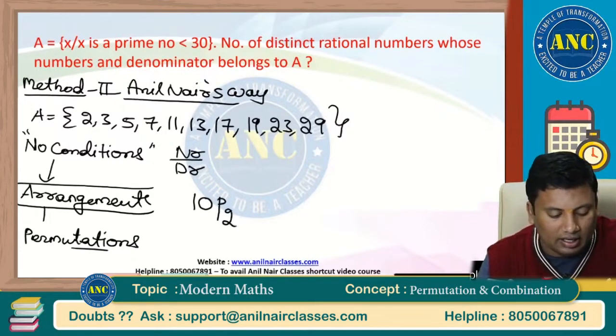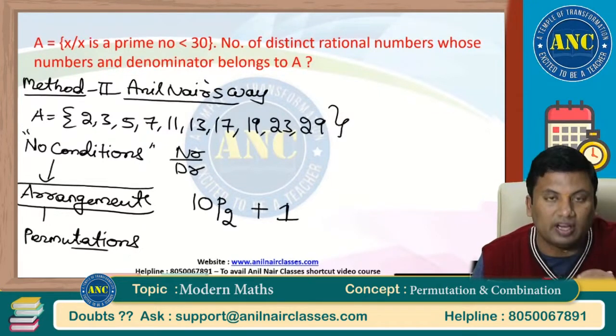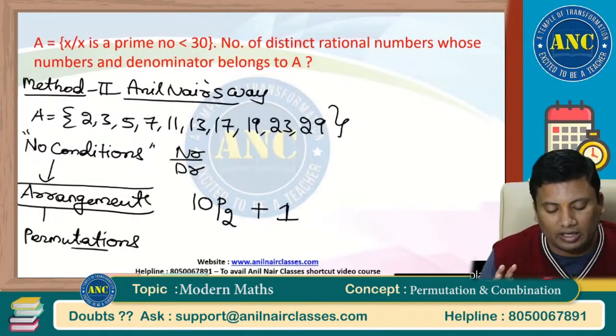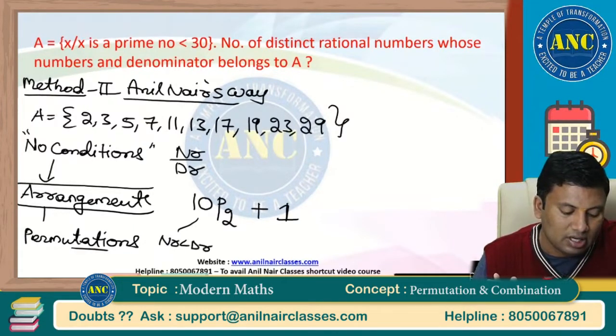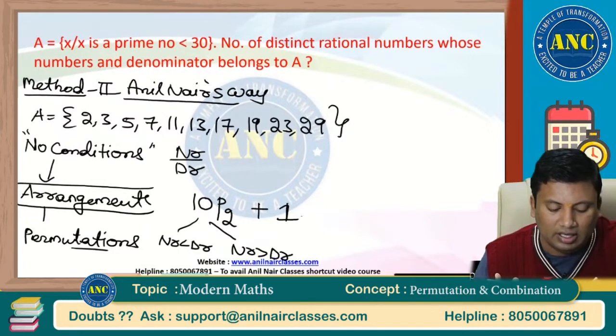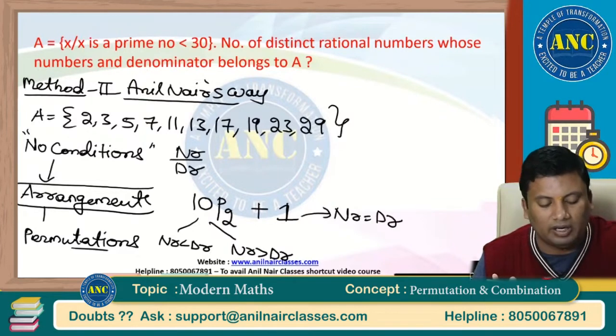Out of 10, I can arrange any two numbers: 10P2. There is one case where numerator is equivalent to denominator. This case can handle both the cases, numerator less than denominator and numerator greater than denominator, and this case can handle numerator equivalent to denominator.